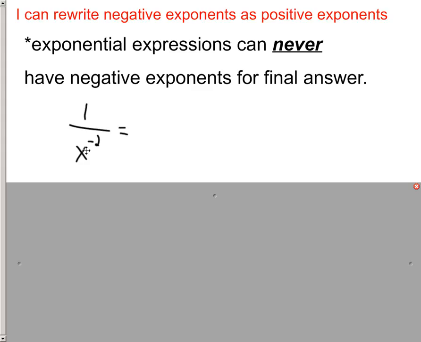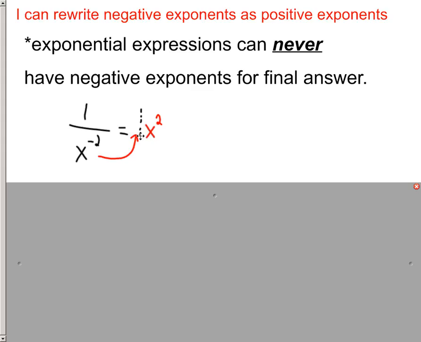Well, that x is to the negative 2nd power, and that's a number 1 that's on top. How could we go through and make it happy? Move it upstairs. And so now this becomes x to the 2nd power. This power goes from negative to being positive. That 1 is still there.